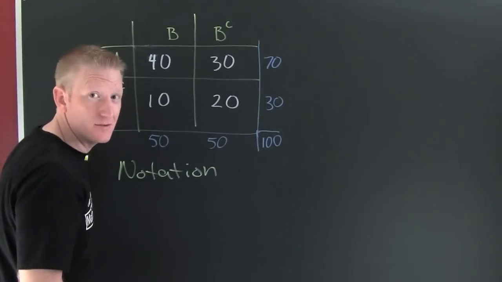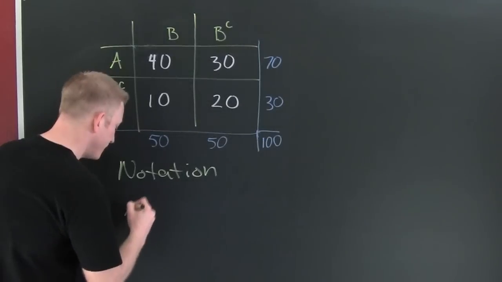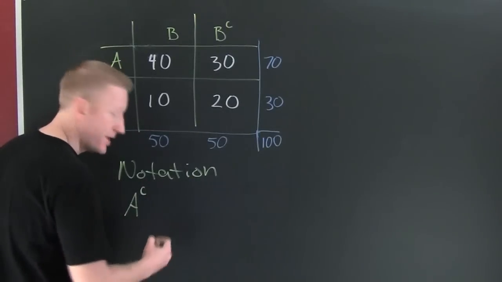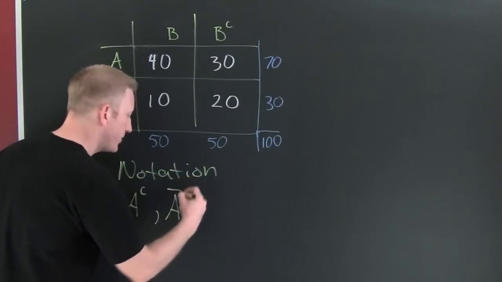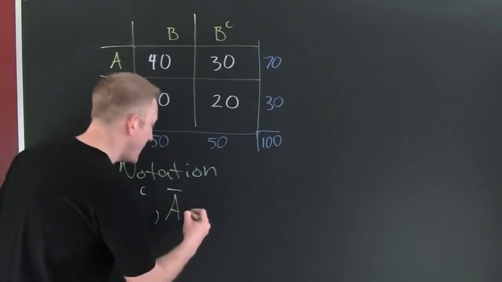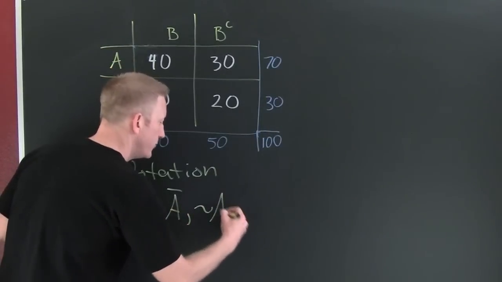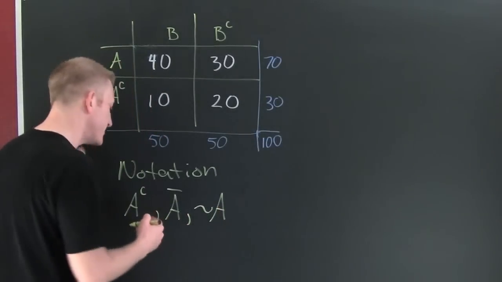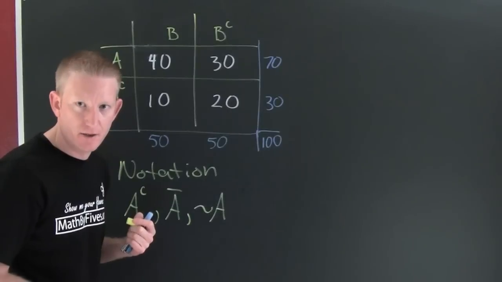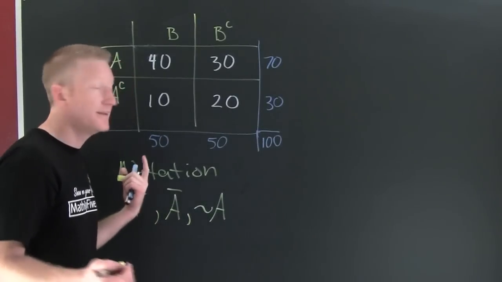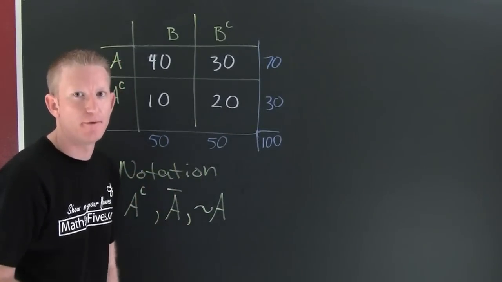Because many different books use many different things, I've seen a complement, or A bar. I've seen not A. These are some common notations for a complement. Okay, let's go through and find a probability.